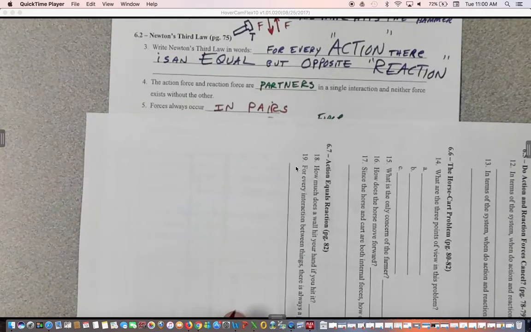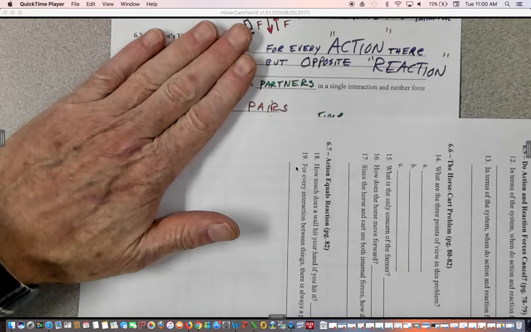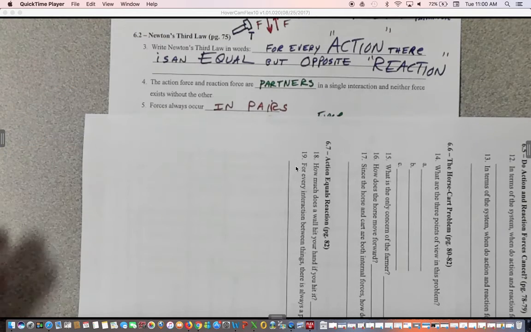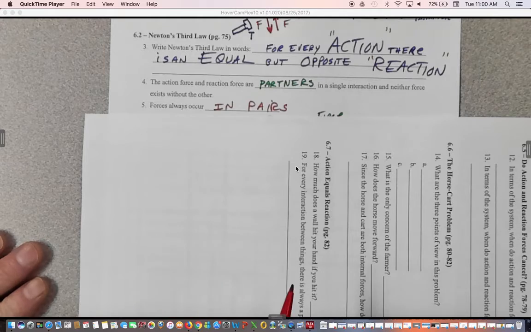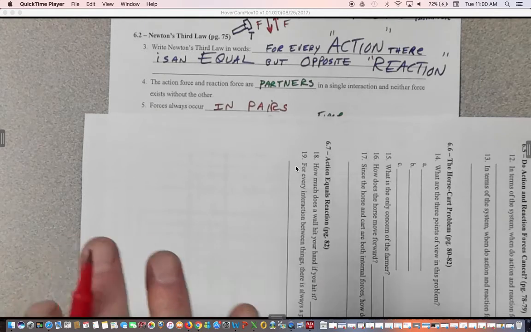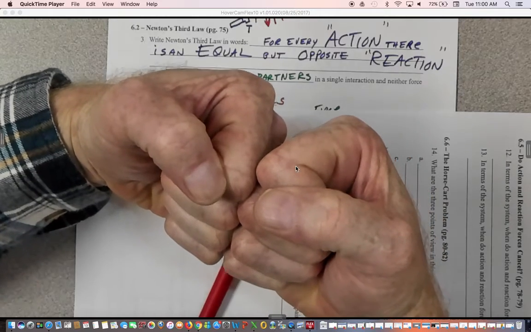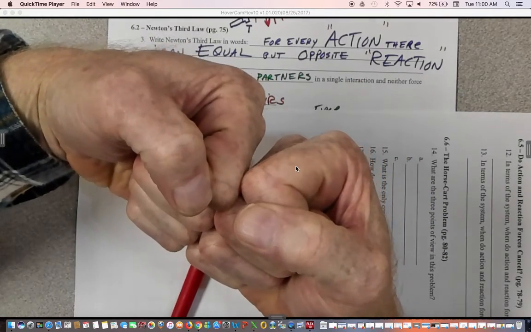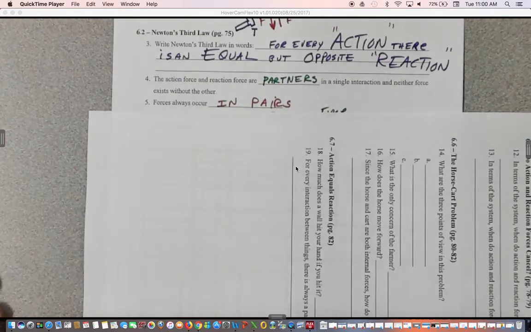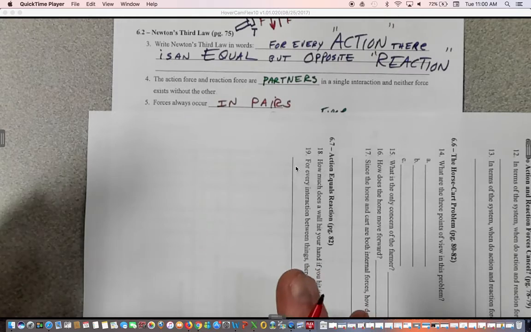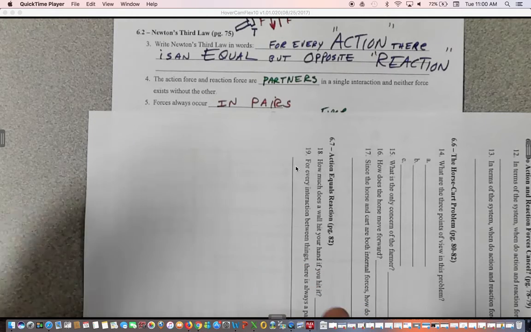Forces always come in pairs. You can't have one without the other. I can't hit this desk without it hitting me back. I can't hit a baseball with a bat without the bat hitting the baseball back. Every time two things hit, both objects feel a force. They hit each other. They form in pairs. If you've ever played a contact sport like football, when you tackle somebody, you hit them, but you feel them hit you at the same time.